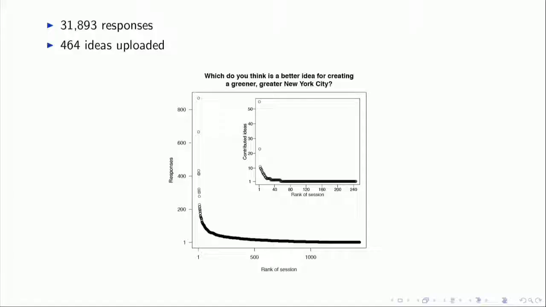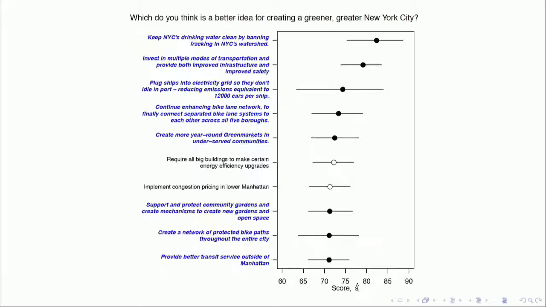So this is what we found. This is the number of responses per session. There was one session that had about 800 responses. So we saw that a small number of people contributed a lot of responses, and a large number contributed a small number of responses. This is just like the Wikipedia graph, except this is real data. Also with the uploaded ideas, a similar thing: a small number of people uploaded many ideas, and a large number of people uploaded a small number of ideas. So we designed a system to have this property, and it actually had that property.